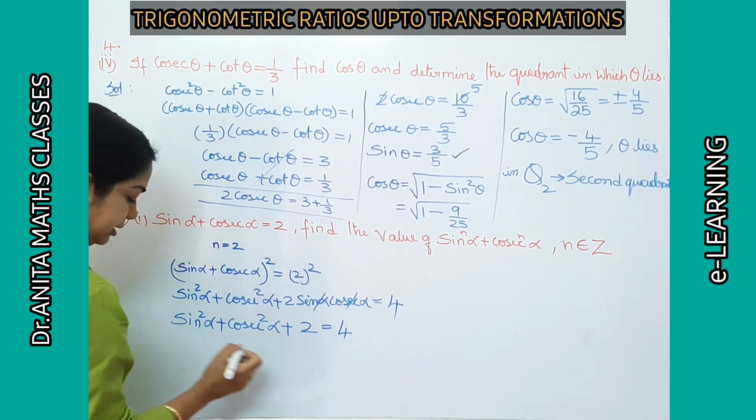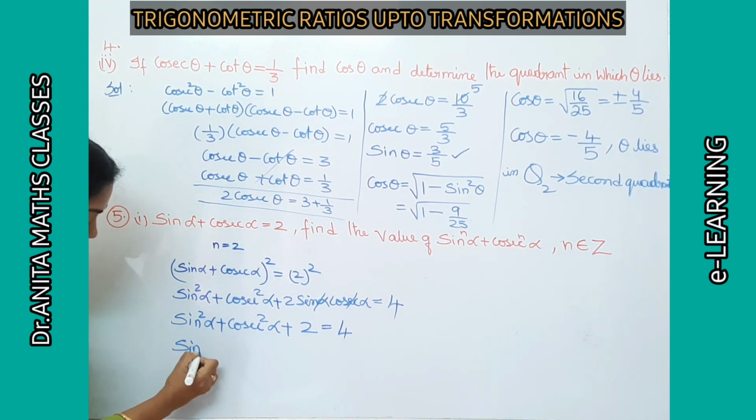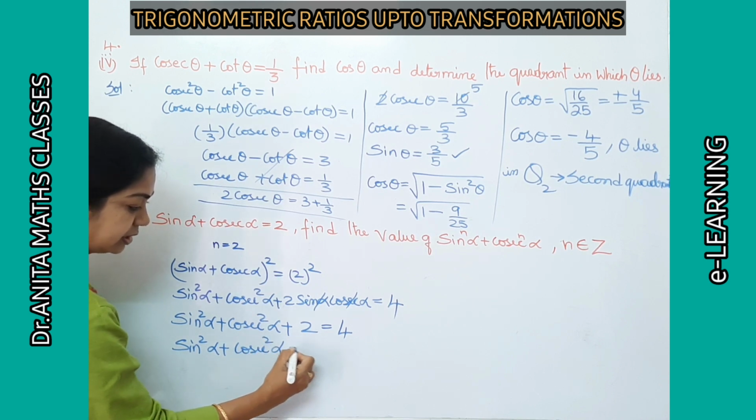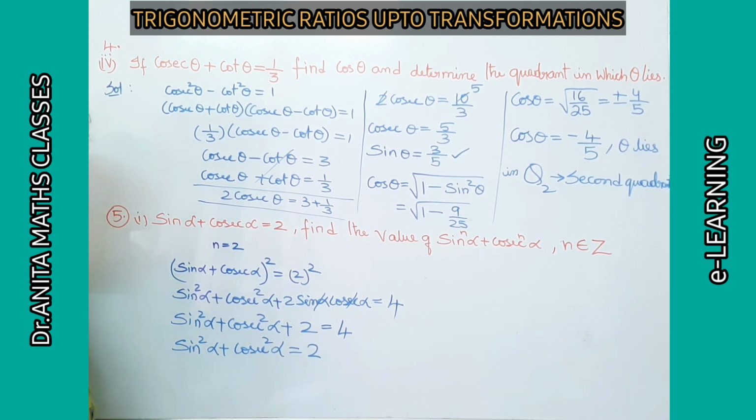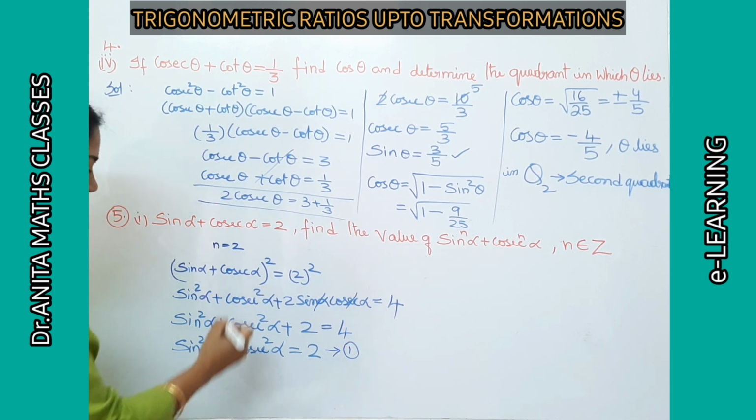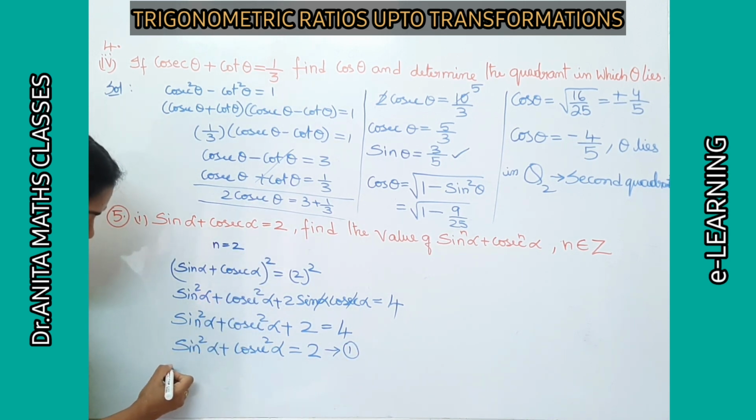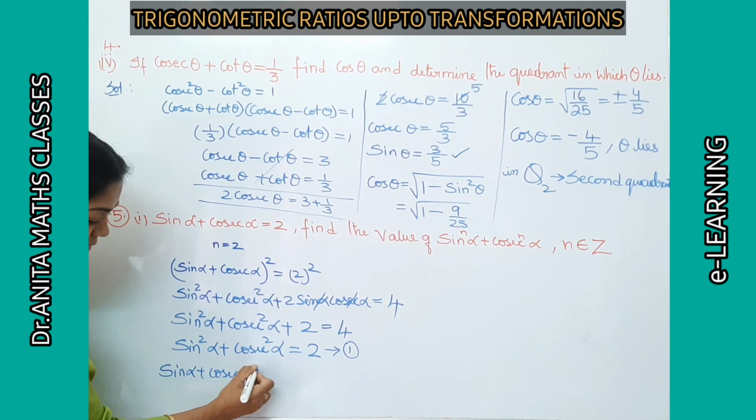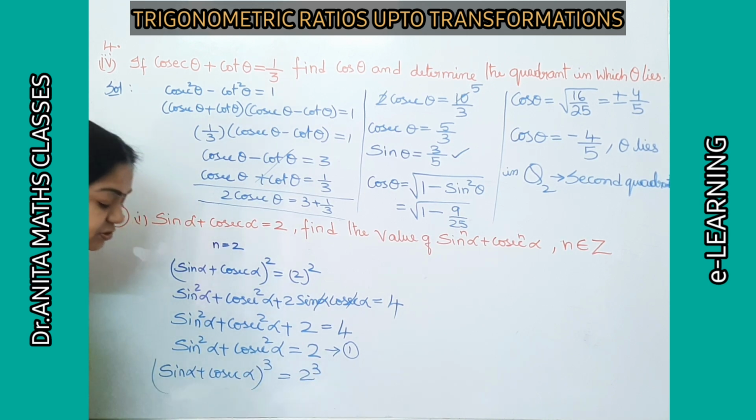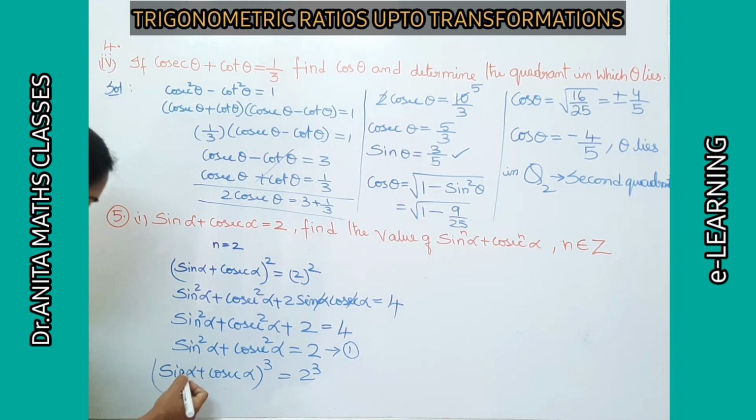If you shift this, we get sine square alpha plus cosecant square alpha equals just 2. We got this, so let us think of this as equation 1. Now we will cube it. Cubing both sides, I'll take sine alpha plus cosecant alpha whole cube, which is 2 cube. So a plus b whole cube, we will write it.